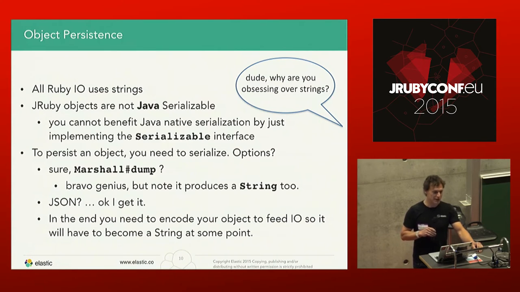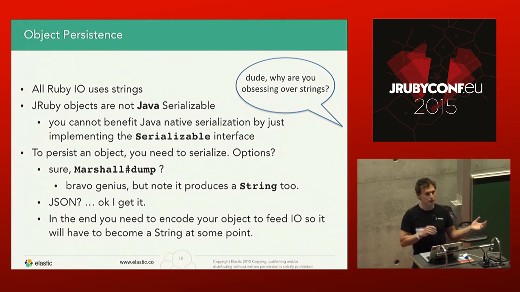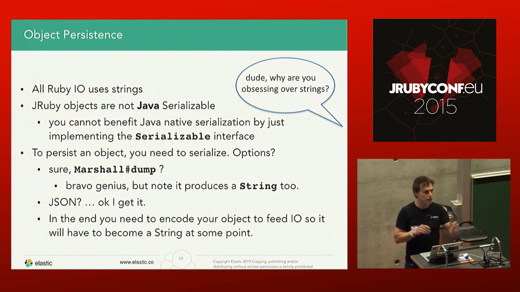One of the problems that we have is that if you have a JRuby object and you want to do persistence, it cannot implement the serializable interface in Java. So you cannot benefit from native serialization or really fast serialization using frameworks like Kryo or stuff like that to actually serialize your object within Java. This is because JRuby objects actually hold references to the runtime, and we cannot serialize that. I know that there's been some work to be able to have serializable objects in JRuby. There are some open issues about that, but it's not there today.